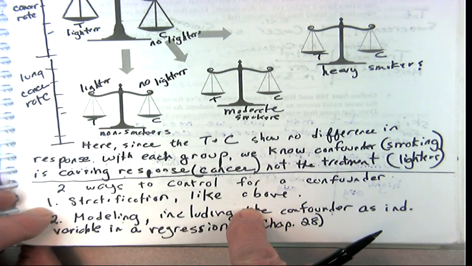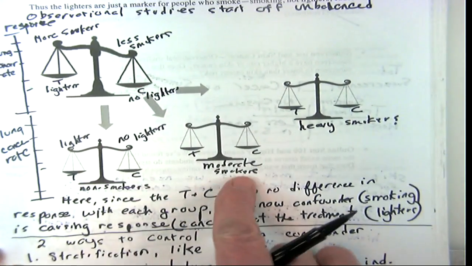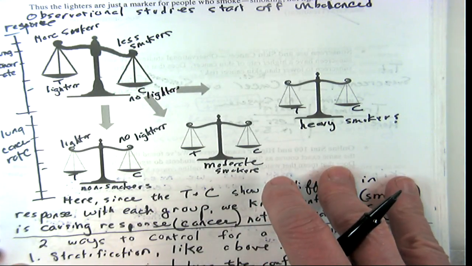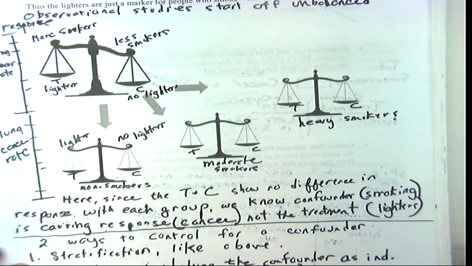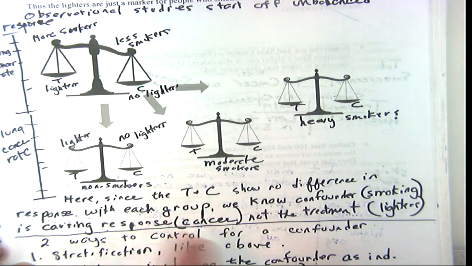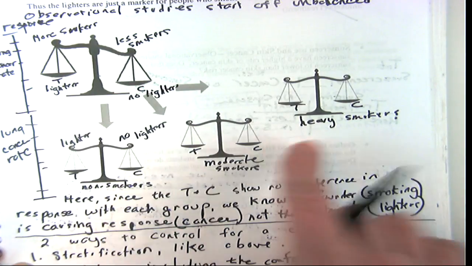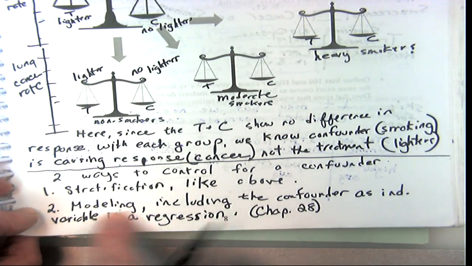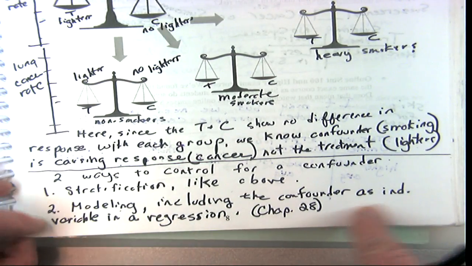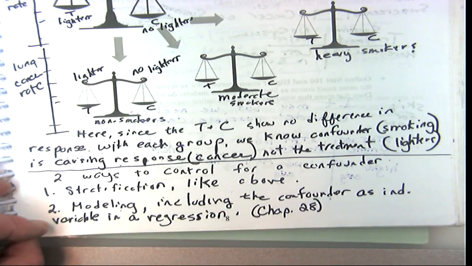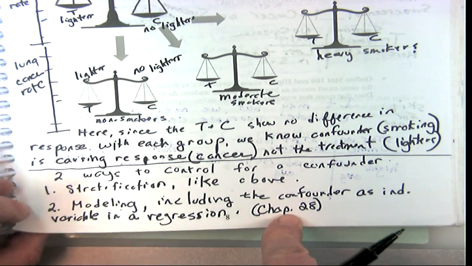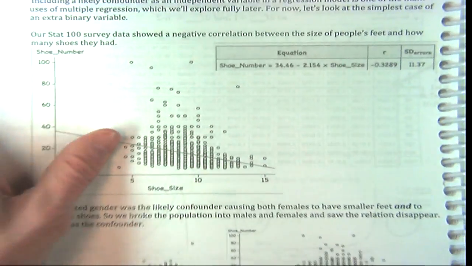One is stratification, like above, where you stratify on what you think is the confounding variable, like we did in this example. We saw that smoking was the confounder. It wasn't really lighters causing cancer, it was smokers smoking. Or another way to do it is modeling, which is including the confounder as an independent predictor variable, an x variable, in a regression model, as we're going to do in chapter 28. And that's where we are now. So let's look at this example.